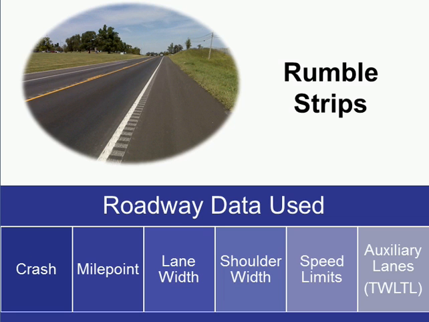Next. In our traffic operations, we're using crash data, mile points, shoulder width, roadway types, and lane widths to establish a list of roadways where center line and edge lines and shoulder rumbles could prevent run-off-the-road crashes. Next.